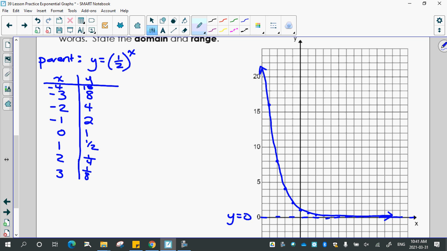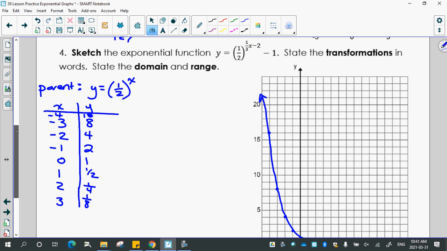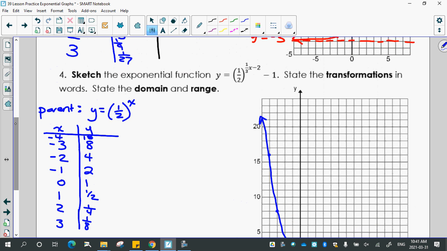So there's the parent. Okay, so now I look at my image and decide whether it's ready to highlight or not ready to highlight. It's not ready. Okay, good. So since it's not ready, I have to rewrite it with the 1/3 factored out of the exponent. So I have to rewrite a third x minus 2 as a third times something.